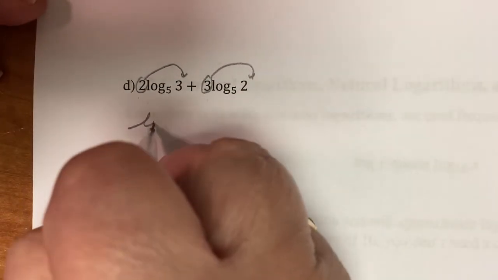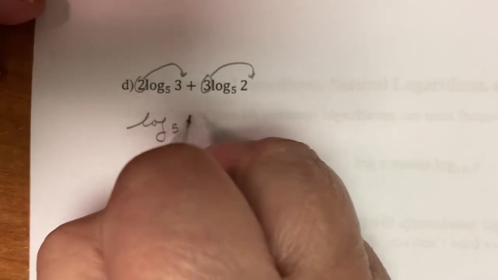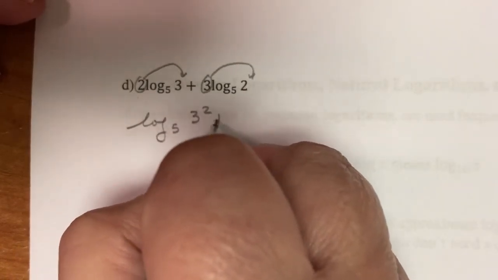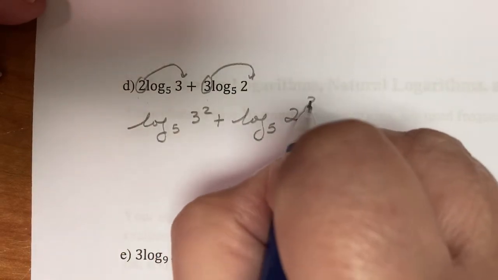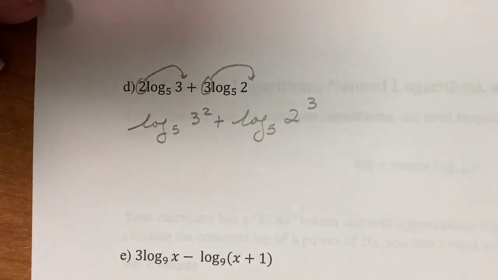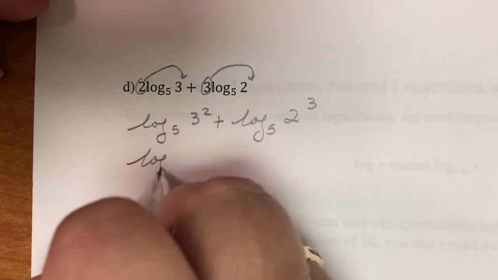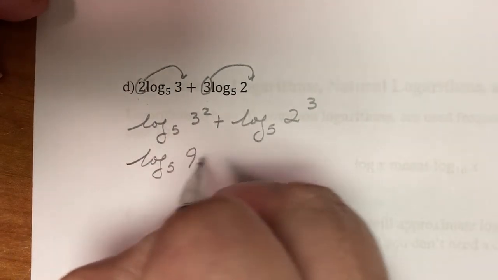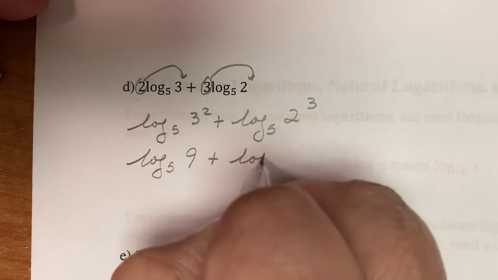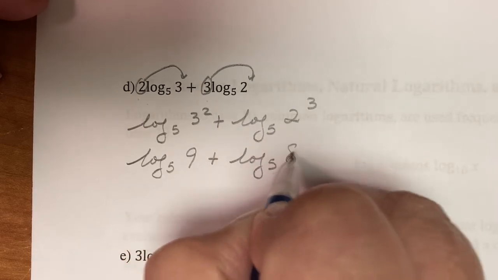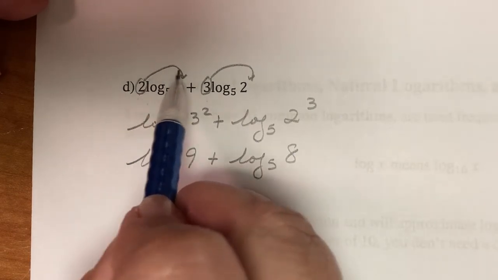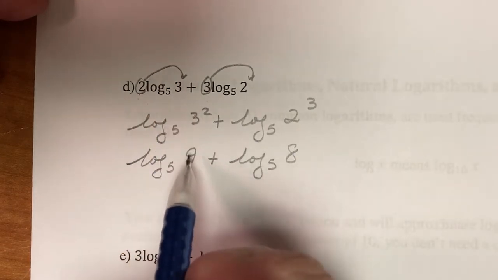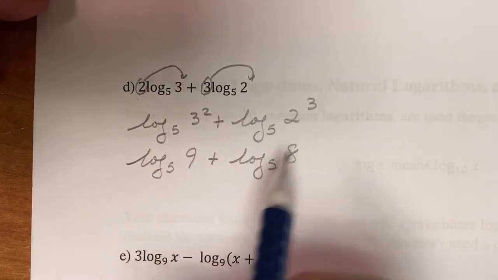So I'm just going to rewrite it right now as log base 5 of 3 squared plus log base 5 of 2 cubed, which, by the way, is log base 5 of 9 plus log base 5 of 2 cubed is 8. So again, these numbers in front are really exponents, and 3 squared is 9, and 2 cubed is 8.